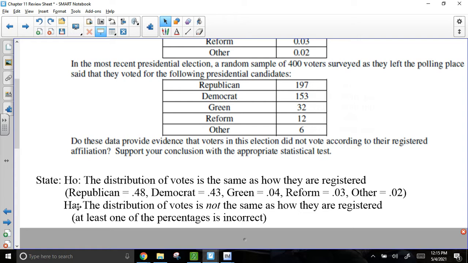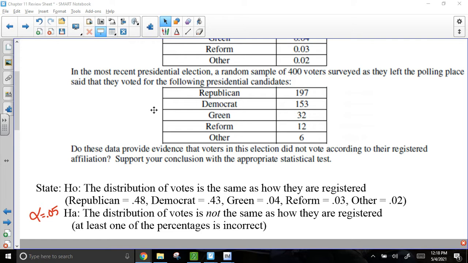But the alternative is we don't think that it's true, because we're trying to figure out if they're actually voting according to what they registered. So I said the distribution of votes is not the same as how they registered, or in other words, at least one of those percentages is incorrect. Also, make sure you set your alpha level at some point in the state step. I don't think I have that set already, so I'm just going to go ahead and write it in.